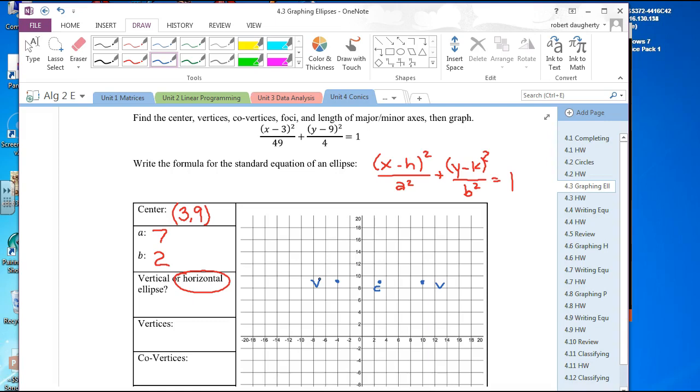Now, B is equal to 2. What does that tell me? How do I use that information? How did I get the vertices? If the center is 3, 9, A is 7. So if I go over to the right 7, that's the point 10, 9. And if I go to the left by 7, that's how I get the vertices. Now to find the co-vertices, I'm going to go up 2. So right here is a co-vertex, and then right here is another co-vertex.